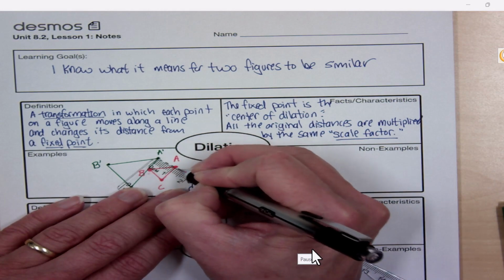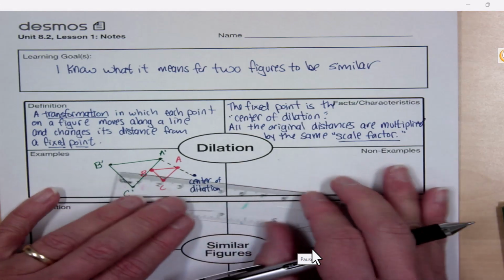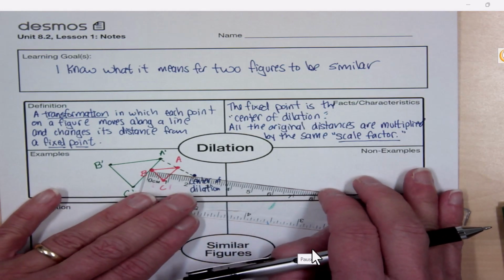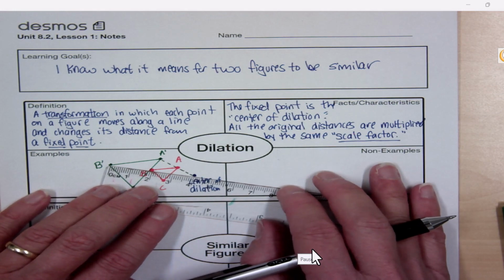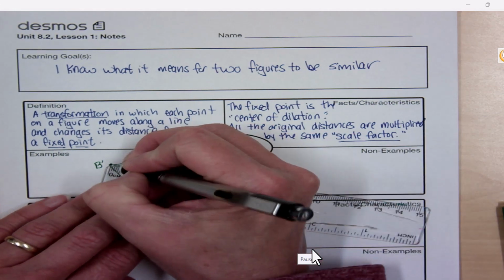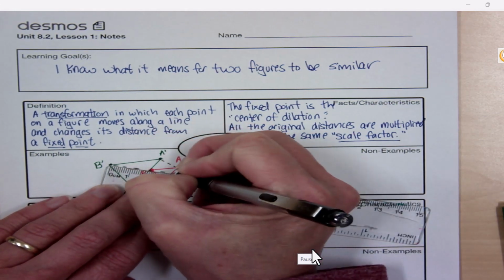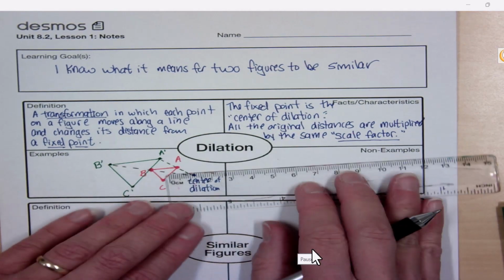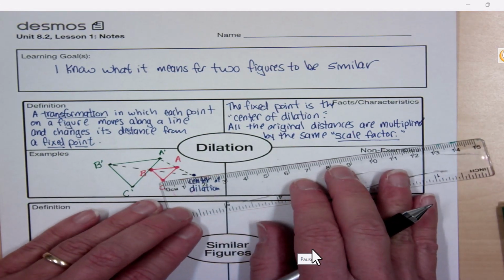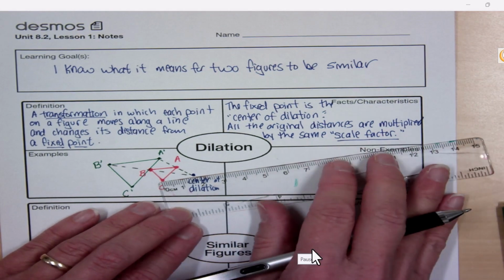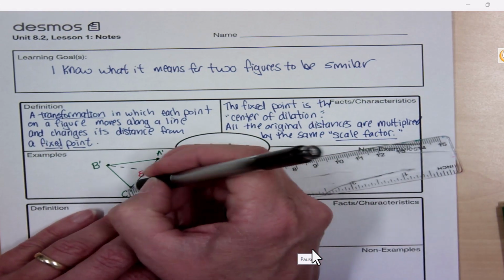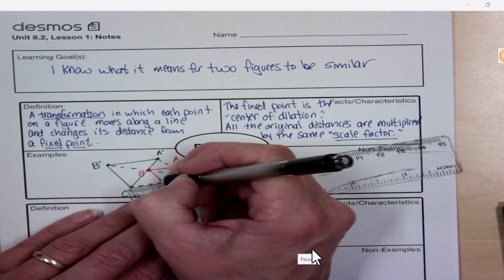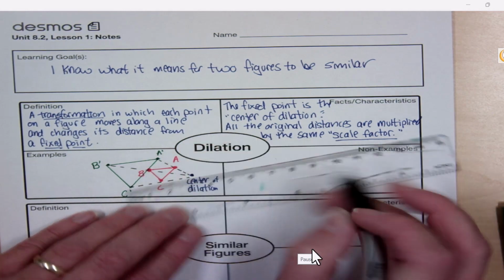Draw a little dotted line here. For point B, if the distance from the center of dilation to B is 2, the distance to the image is double that, or in this case, 4. And for C, if the distance is 1.5 to the pre-image, then the distance to the image is double that. So that scale factor was 2. I just multiplied all those original distances by 2.